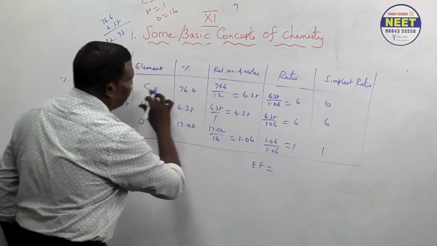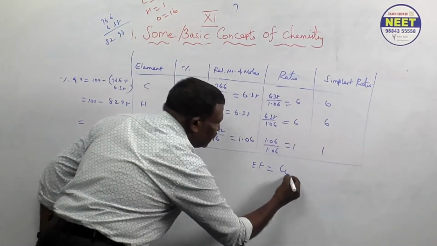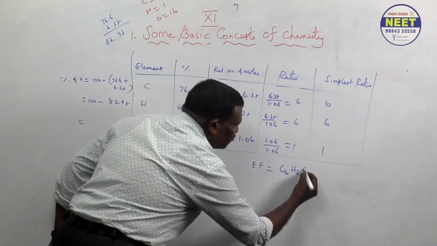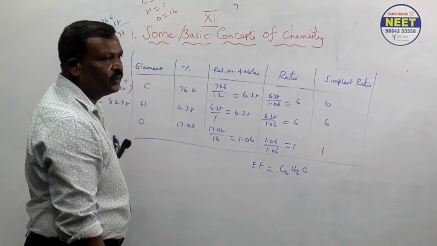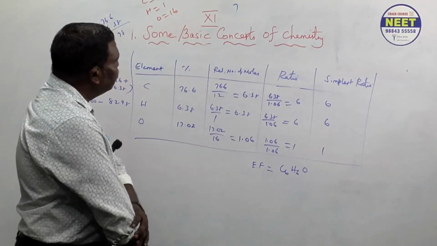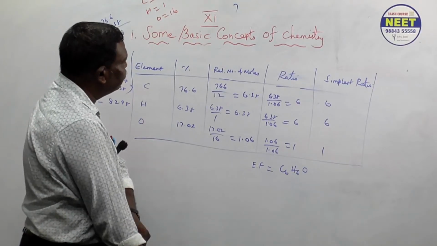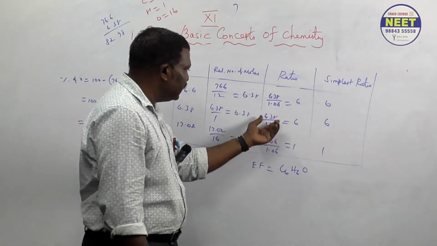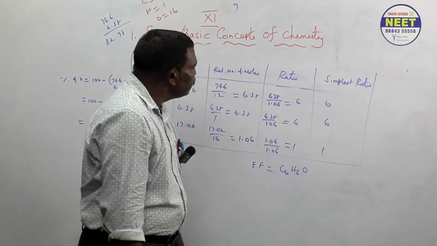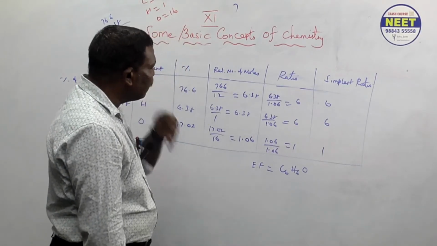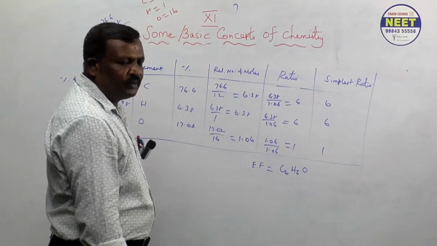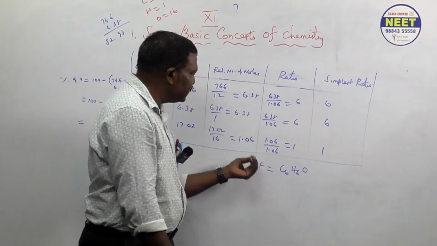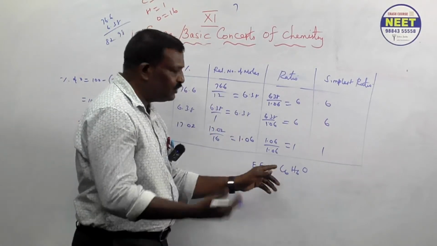Then this is the empirical formula. Empirical formula is what? Carbon is 6, hydrogen is 6, oxygen 1 time. So C6H6O. Correct or not? Any mistakes? You take the least number and divide everyone by that number. Okay, we found this first. Sometimes they'll ask this only. Sometimes the values are very easy, and they'll ask to find out the molecular formula.